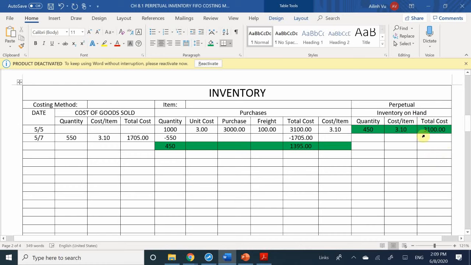So I know that I have 450. It's still going to cost me $3.10. And I am going to recognize that I have $13.95 left. Okay? I have to redo this whole thing. No worries, no worries.